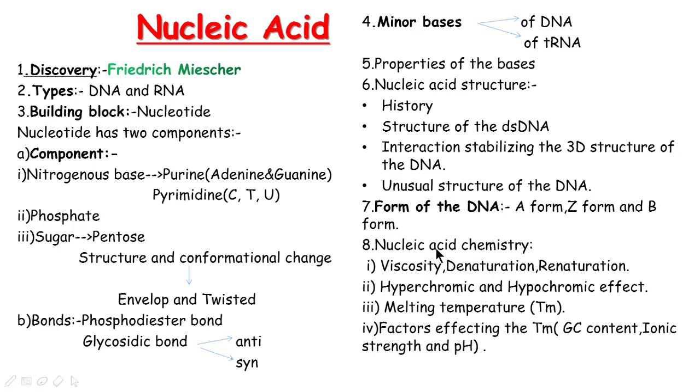The nucleic acid chemistry. In the nucleic acid chemistry, we are going to learn about viscosity, denaturation, renaturation, hyperchromic and hypochromic effect, melting temperature, and the factors affecting the Tm. Tm is the melting temperature. What is the GC content? It is the guanine and cytosine content present in the DNA structure. Other factors are the ionic strength and the pH.